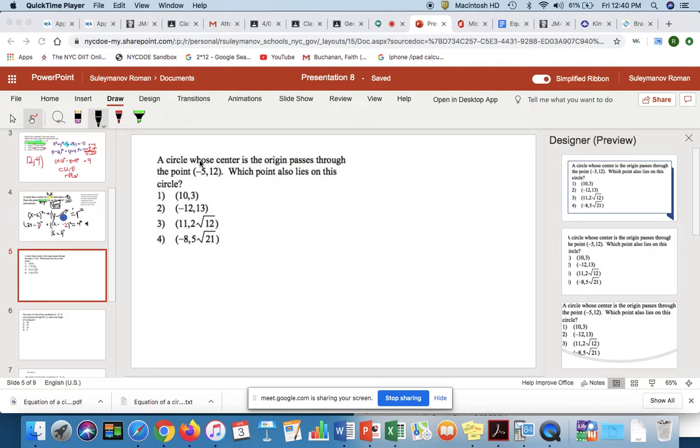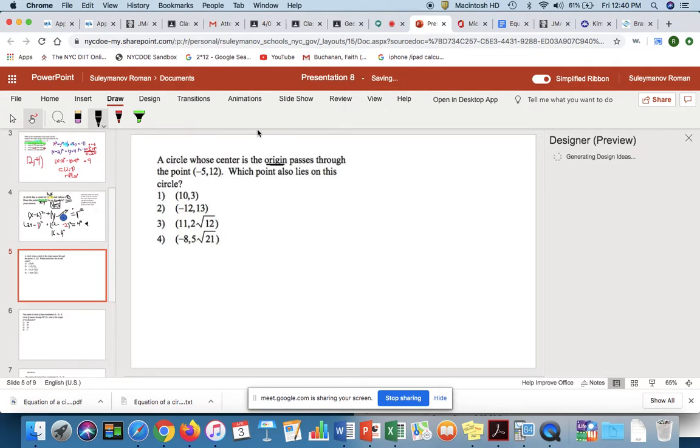Here's our second question, very similar. A circle whose center passes through the origin. Does anybody know what origin means as an ordered pair? 0, 0. Very nice, 0, 0. It passes through the point -5, 12. Which point also lies on the circle?